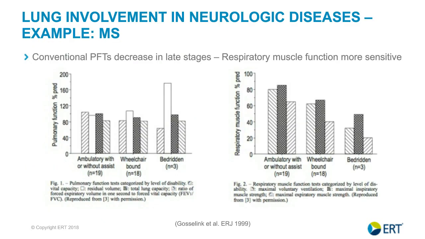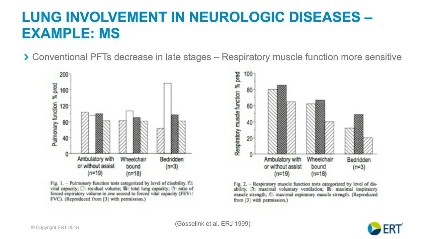A second, more widespread neurological disease with pulmonary involvement, where this is important, is MS, multiple sclerosis. Also, these patients quite frequently have respiratory impairment, and respiratory impairment can also be a prognostic factor in these patients. And for these patients, it has been shown that you can use conventional pulmonary function tests like spirometry.